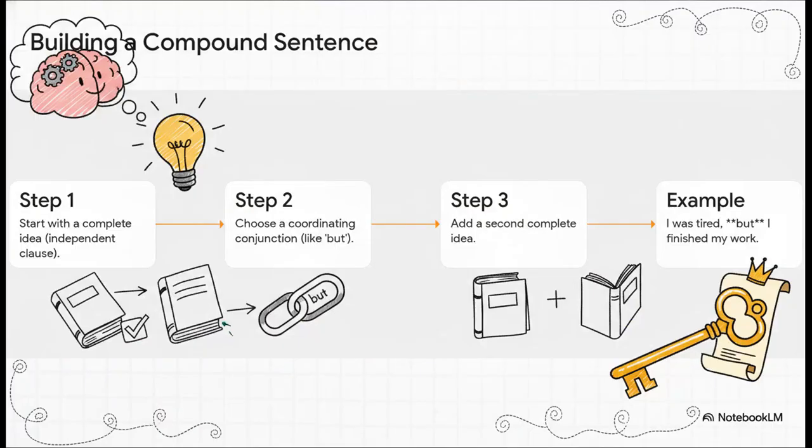It's a super simple three-step recipe. Step 1, take one complete idea. I was tired. Step 2, grab some of that glue, a conjunction, like but. And step 3, add a second complete idea. I finished my work. Slap them together, and there you have it, a compound sentence.